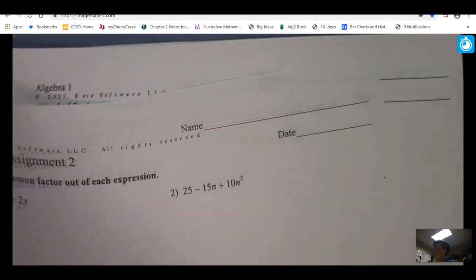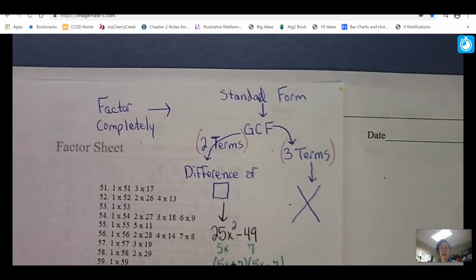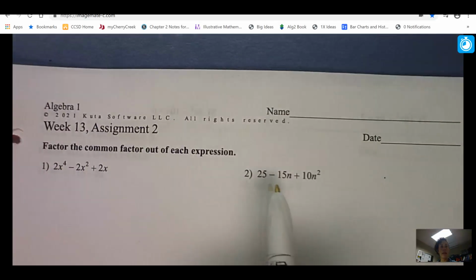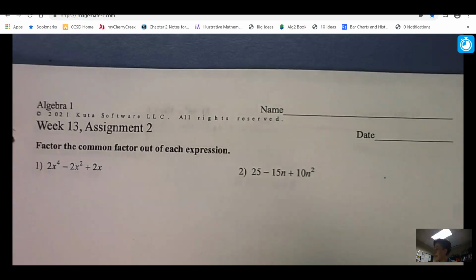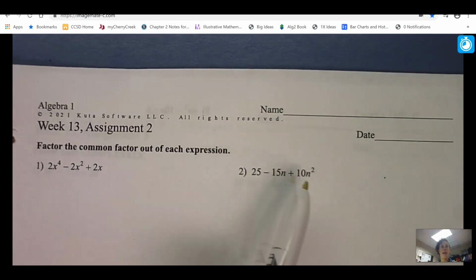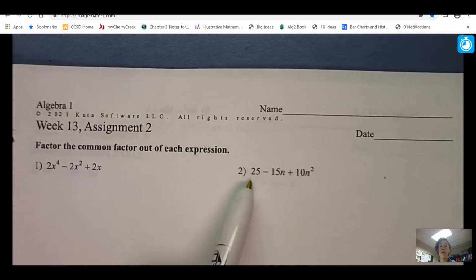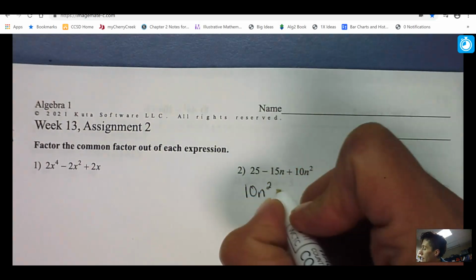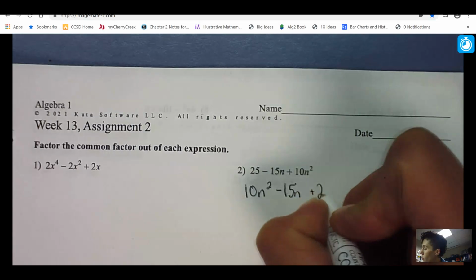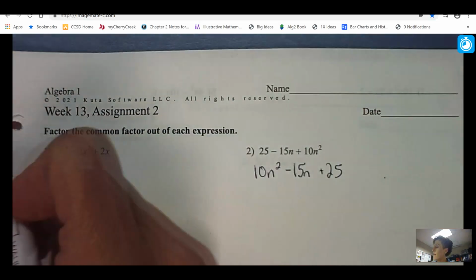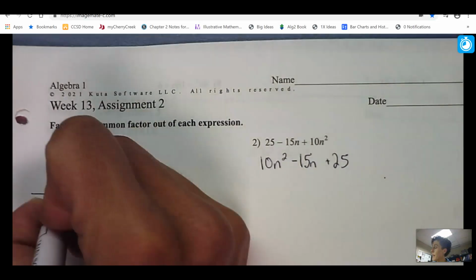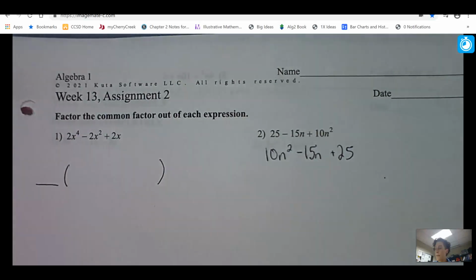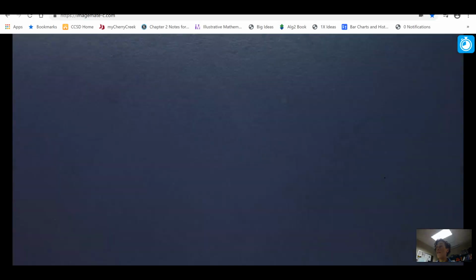So the page I have in front of me is my factor sheet with my little cheat sheet of how to do this. And the first problem is just getting you back into the swing of things, of factoring out a GCF. So 1 is ready to go. 2, I want you to pay attention that it's not in standard form, so it really should be written as 10n squared minus 15n plus 25. So again, you're going to find the GCF. That means you're looking for what's out here, and then as it distributes in, what you get in the parentheses to make this. The rest of them are factoring completely.